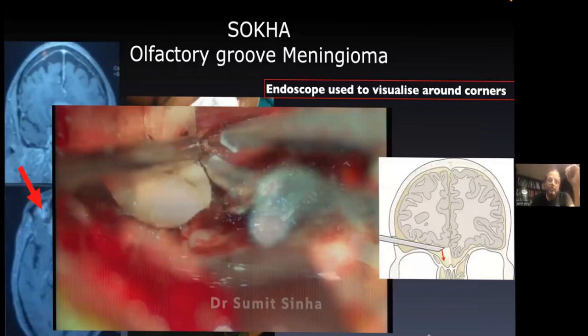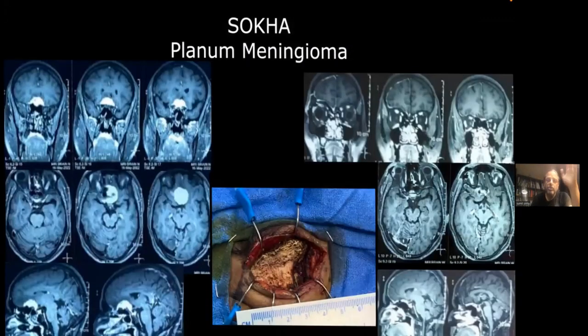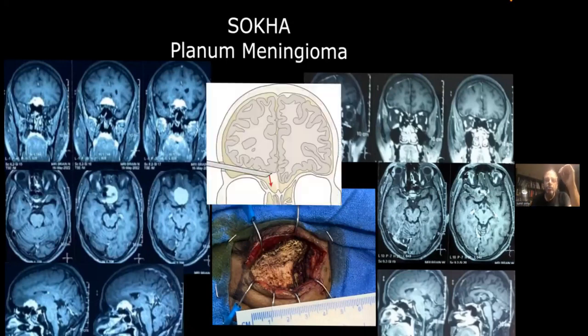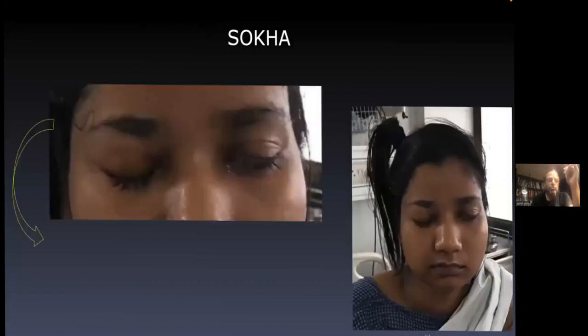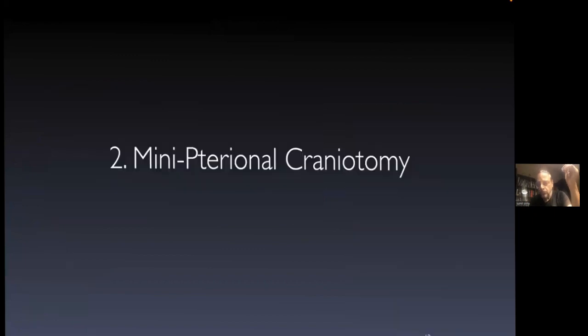Another example of planum meningioma removed through a keyhole approach, pre-op and post-op, complete tumor removal. This is what the endoscope at the end of the surgery is taken inside to see the remnants of the tumor tissue. The angled scope allows beautiful complete excision of the tumor. And this is what the cosmesis of this beautiful approach is all about. The scar is barely visible even 3-4 days after the surgery.